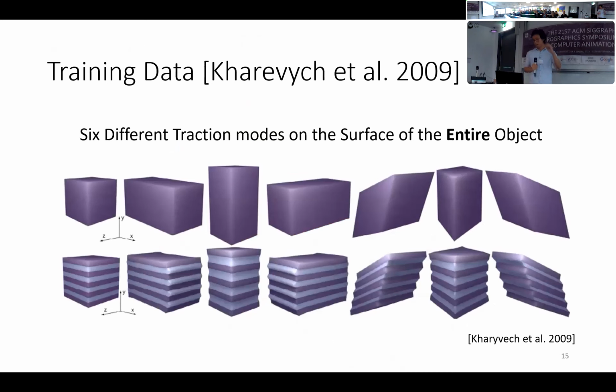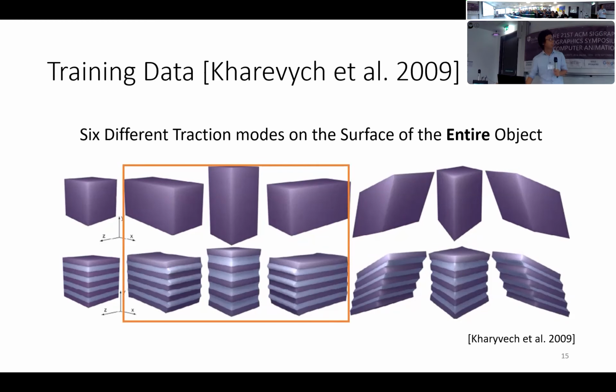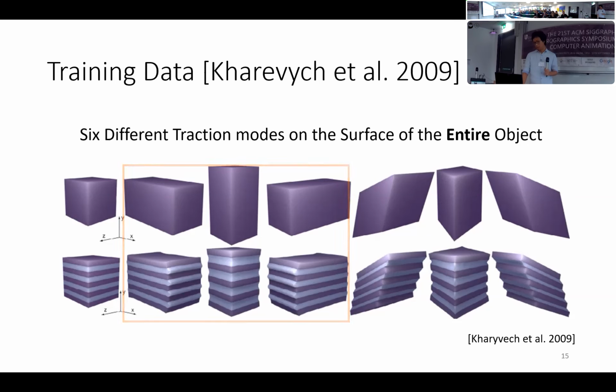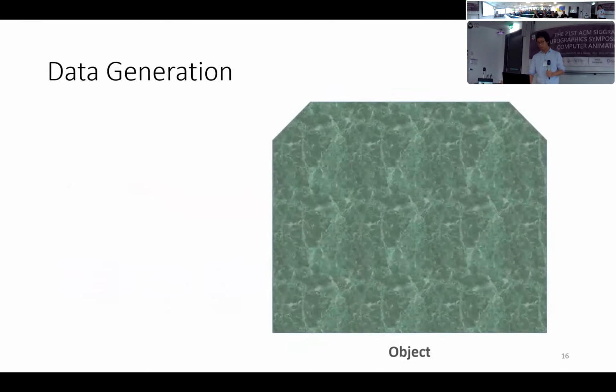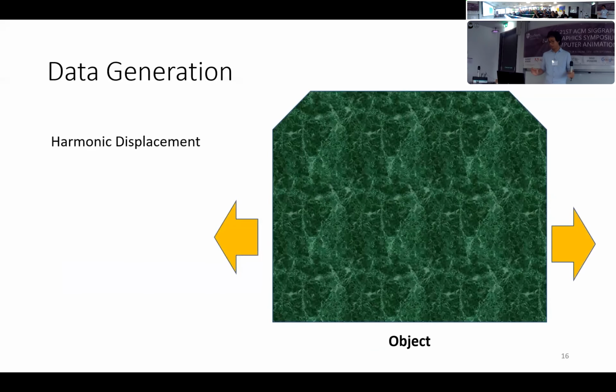Originally, the data used by the baseline method is generated by deforming the whole object by applying 6 different types of traction on the surface of the object, including 3 types of principal stretch and 3 kinds of shear on pairs of the faces. If the model is huge, the data acquisition on the whole object is either impossible or is very costly. So the baseline method places traction on the whole object.